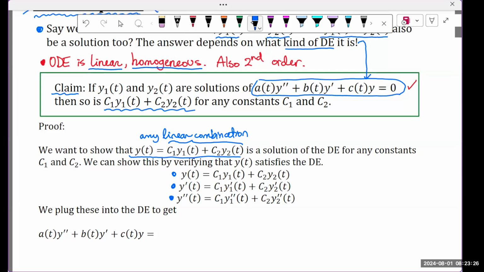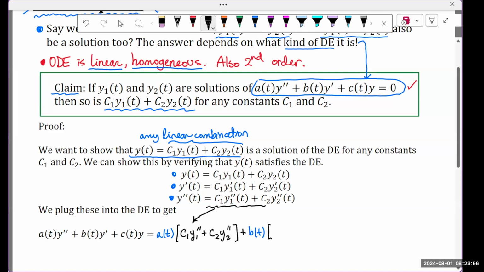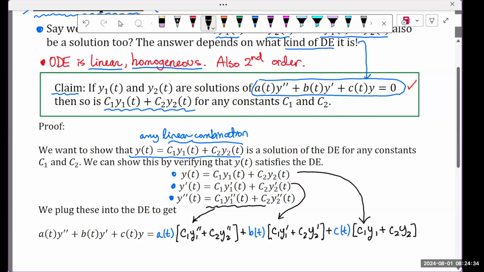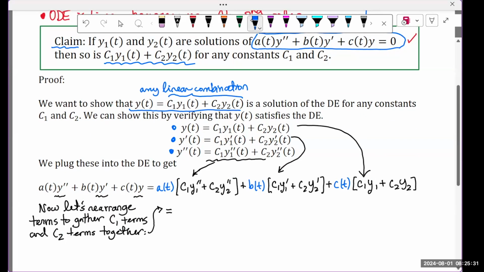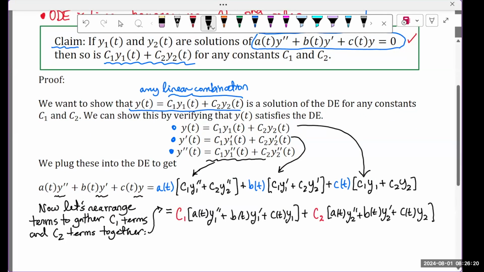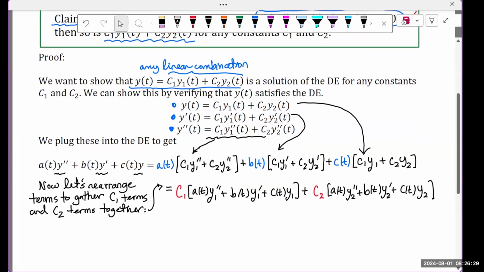Okay, so the first thing we do is simply plug the solution in. So we've got coefficient A in front of y double prime, which we read from here, plus coefficient B times y prime, which we read from this calculation, plus coefficient C times y. So in summary, we have taken our three computations for y, y prime, and y double prime, and plugged them into the ordinary differential equation where they belong. Now let's rearrange. And what we get is C1 times all the terms that have y1, y1 prime, and y1 double prime, plus C2 and all the terms involving y2, y2 prime, and y2 double prime.